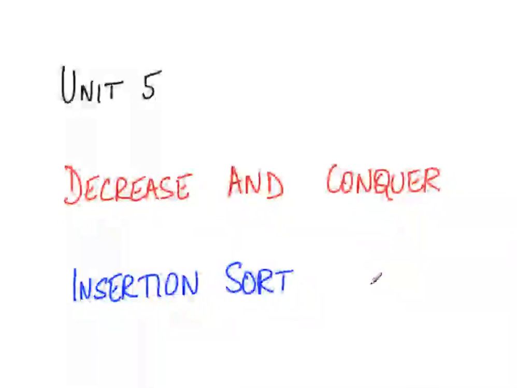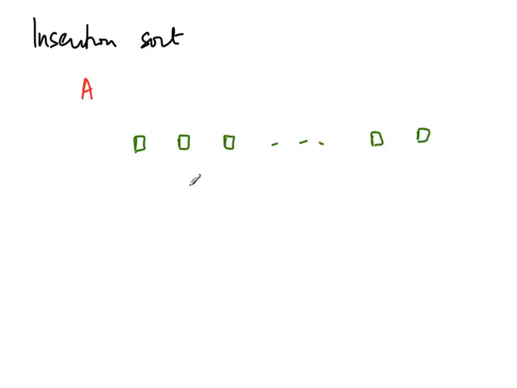So decrease and conquer, the first algorithm that we look at is a sorting algorithm called insertion sort. In insertion sort, what we have as usual is an array. So let's assume that we have an array A. So we have n objects from A0 to A n minus 1. So this is my array.